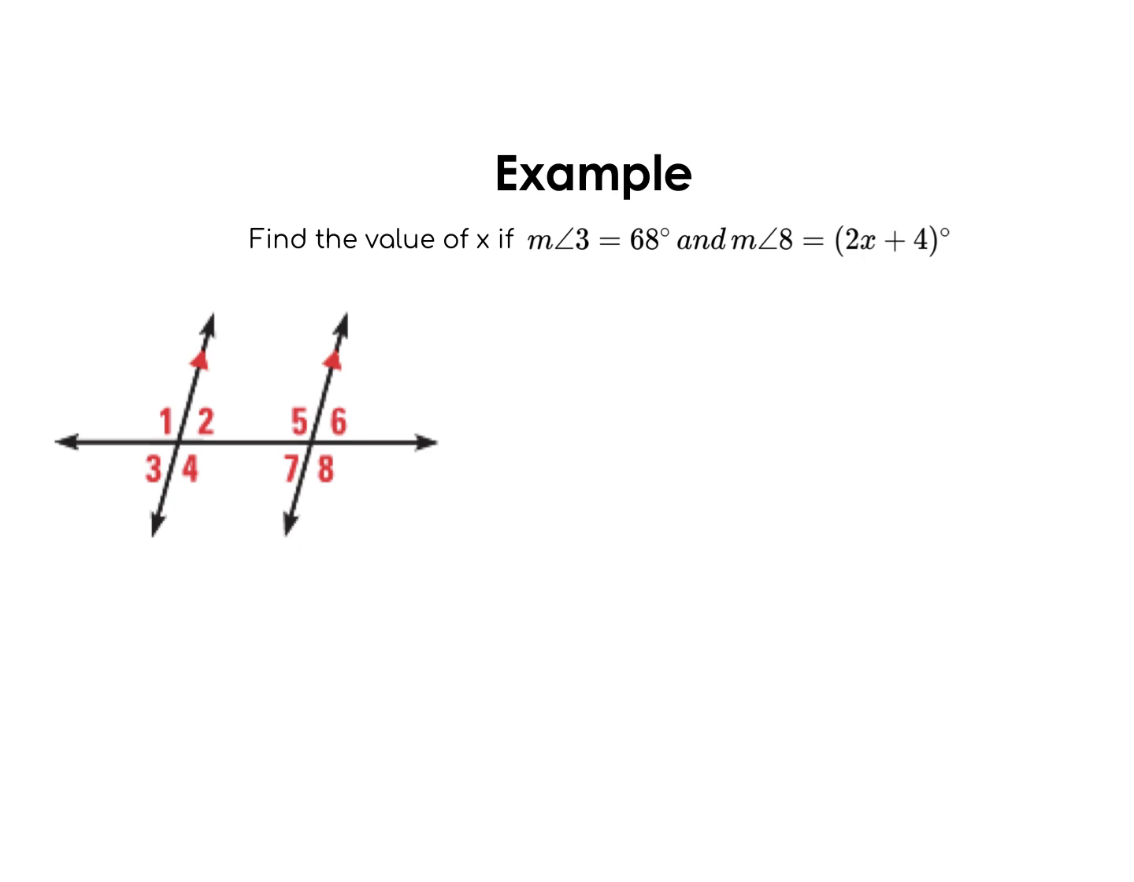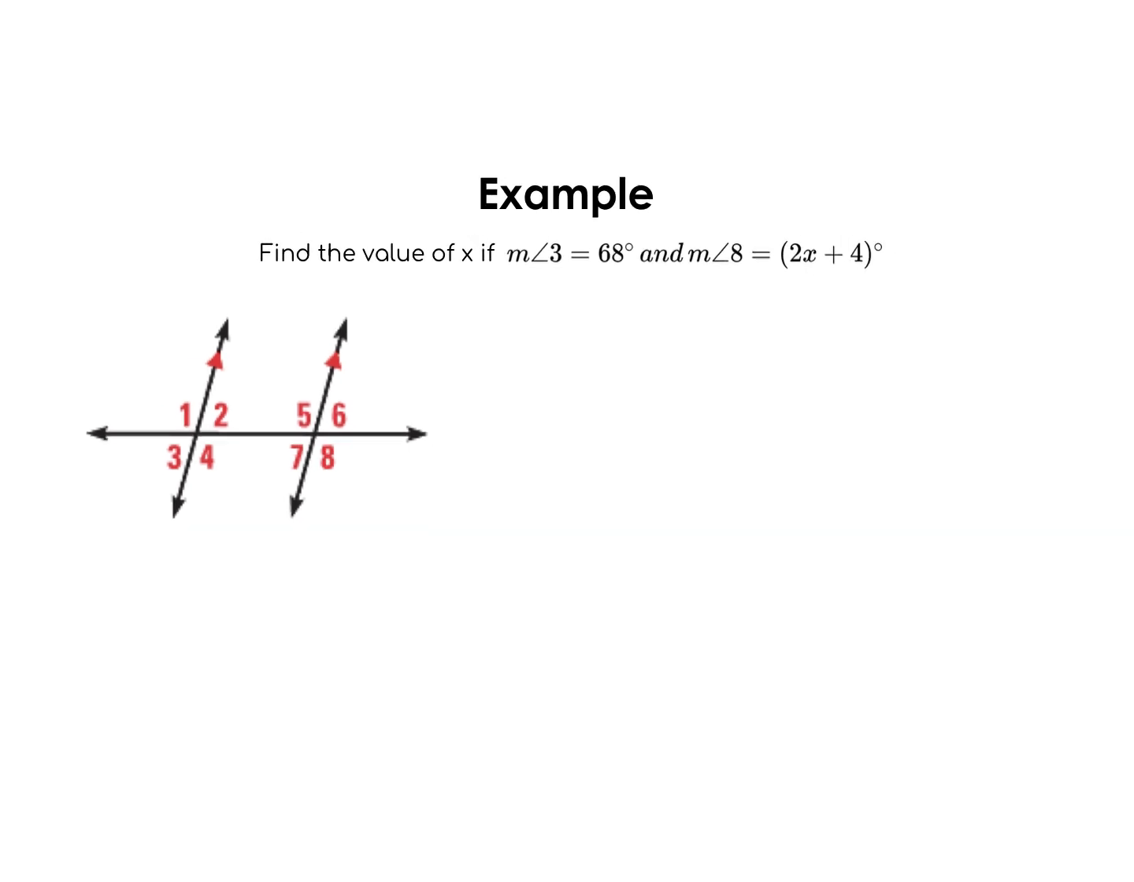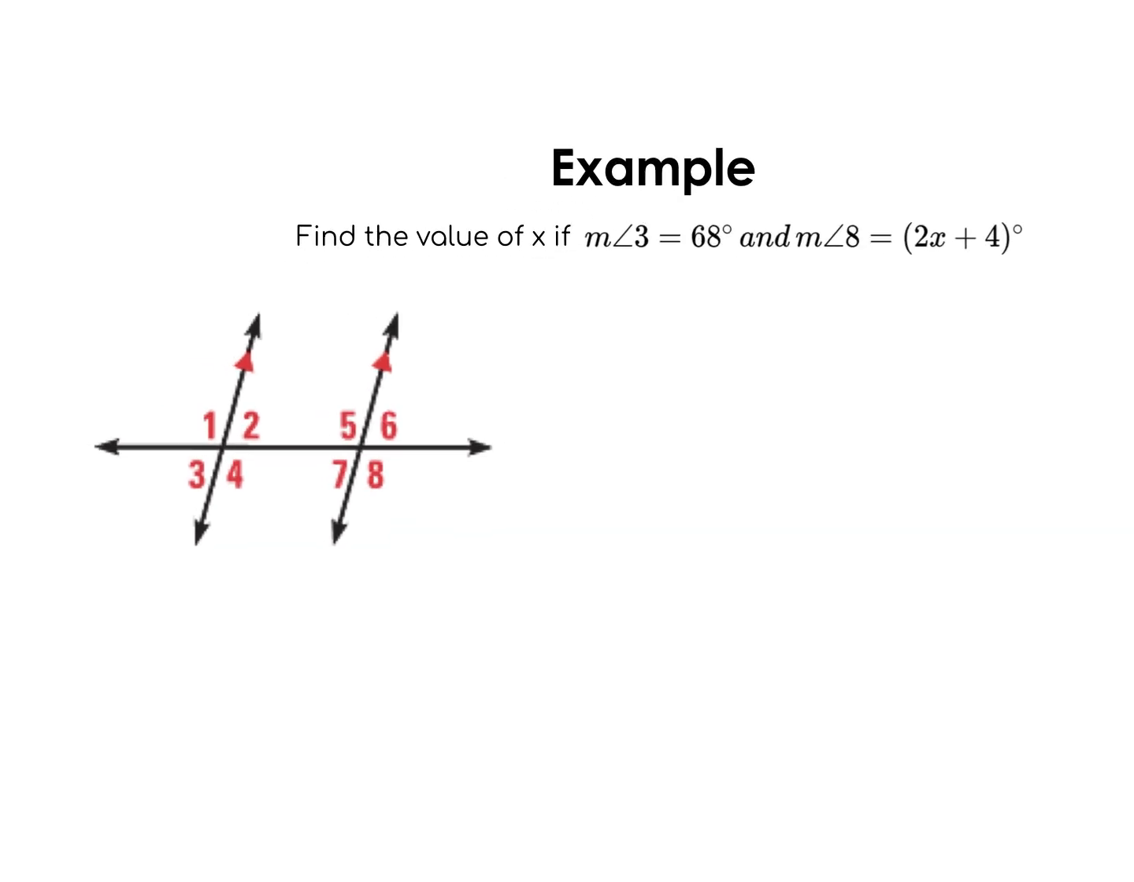All right, now kind of sidelining our proofs here, we can talk about doing some algebra with our angle relationships. So looking at this one, we are asked to find the value of x, if we know that angle 3 is 68 degrees and angle 8 is 2x plus 4. Okay, so labeling those ones here. We can use any of our angle relationships here.